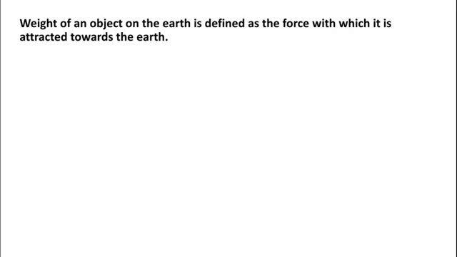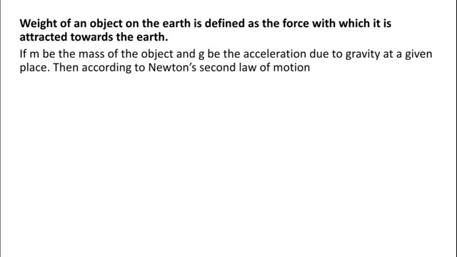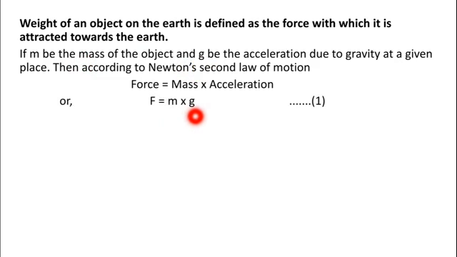In the same way students, we can define the weight of an object on Earth as the force with which it is attracted towards the earth. Let us suppose there is an object of mass small m and g is the acceleration due to gravity at a given place. Then according to Newton's second law of motion, force is equal to mass into acceleration. Here the mass is small m and acceleration is the acceleration due to gravity, that is g. So we can write the force capital F equals mass m into g. Let us say this is equation number 1.